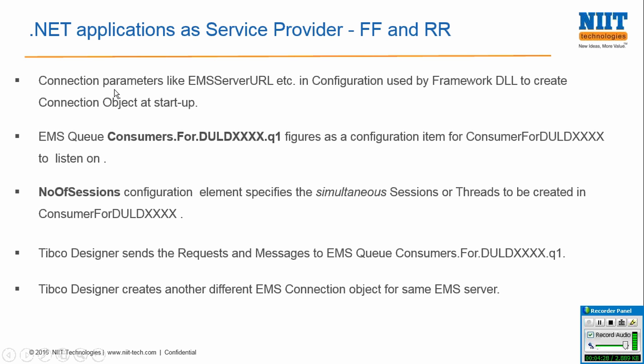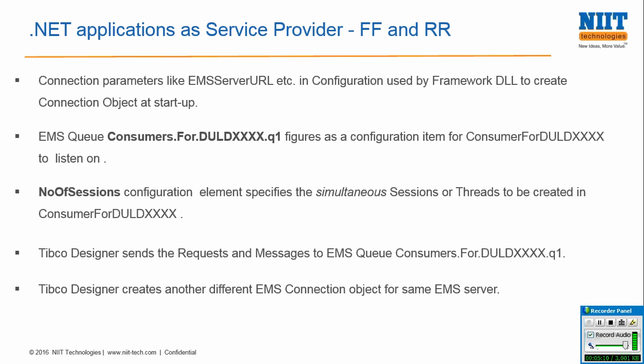So typically what I've done is I have used a configuration which would be looked up by the DLL as well as the consumer. The DLL would be responsible for creating the connection object, and there are four parameters for creating a connection object: the server URL, the username, the password and the client ID. There will be two other parameters in the configuration, which are meant for the consumer.